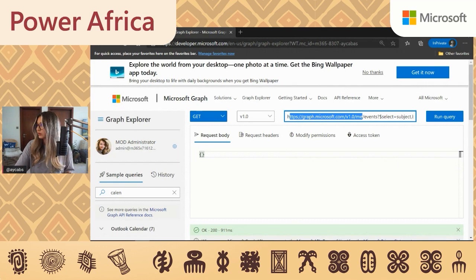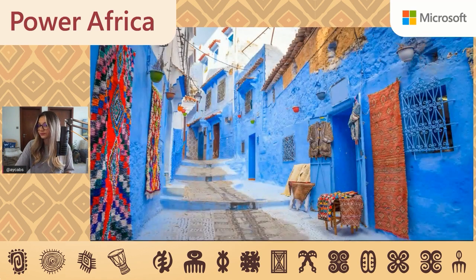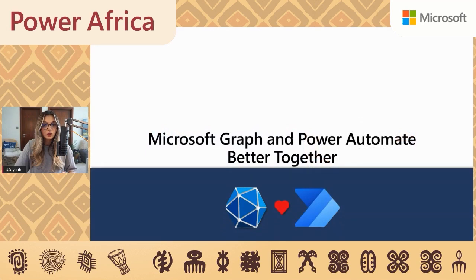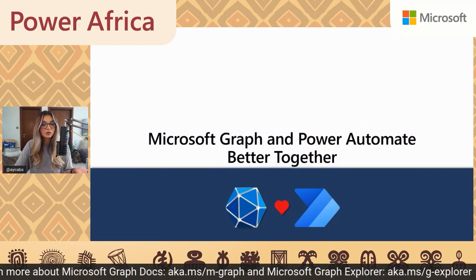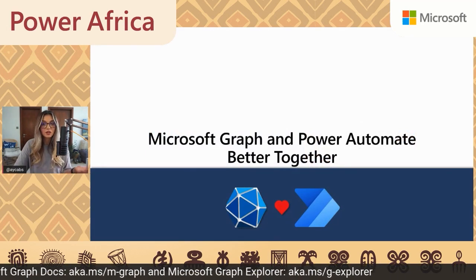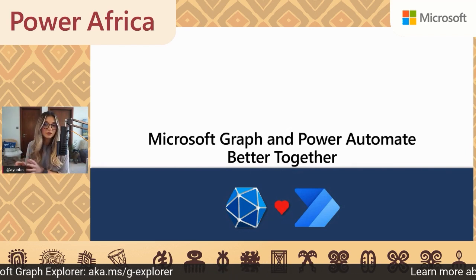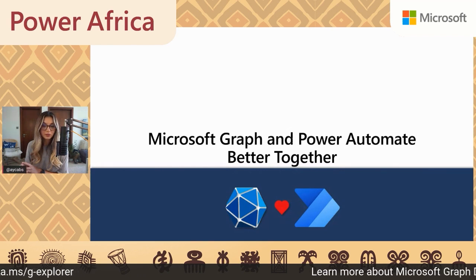So I will turn back to my slides and we will jump into the scenarios, how we can use these Graph APIs. So Graph and Power Automate, why they're better together? I want to highlight that there are three main ways usually we consume Graph in Power Automate.